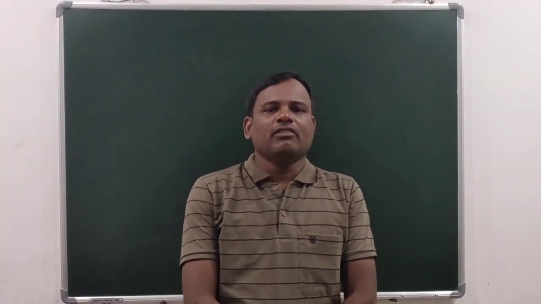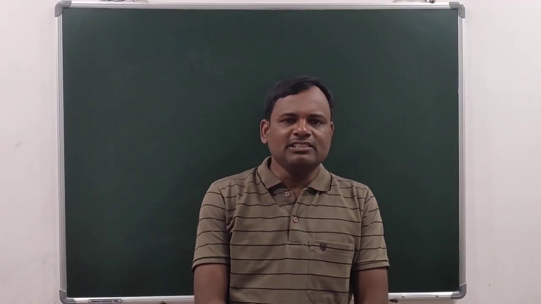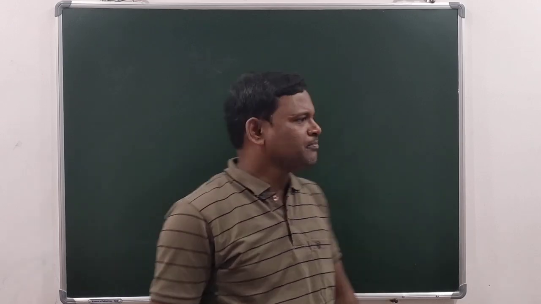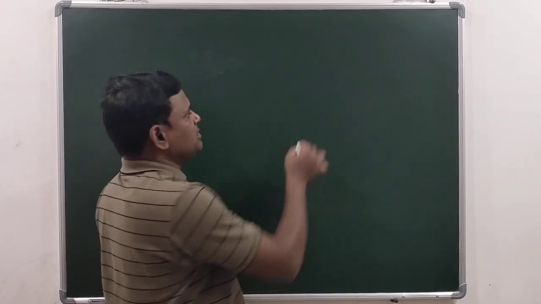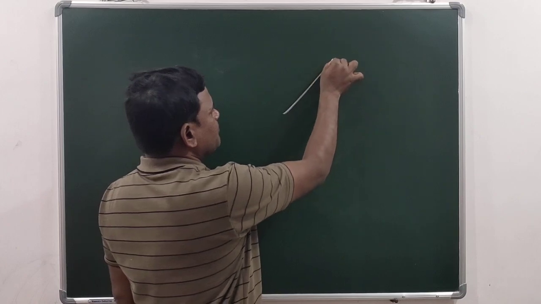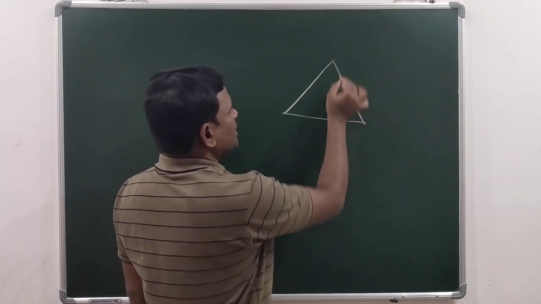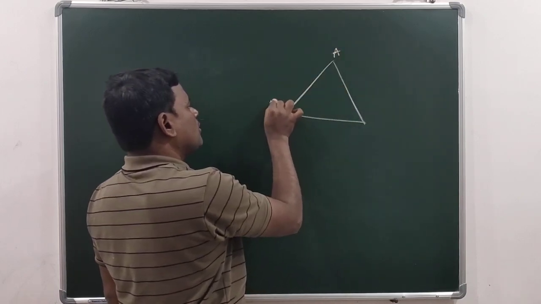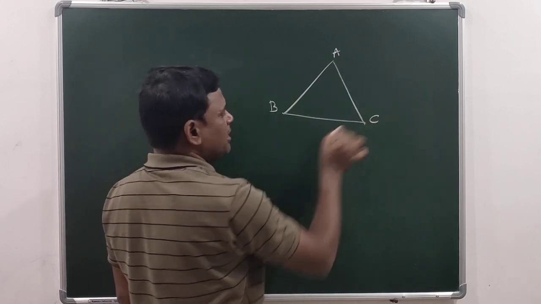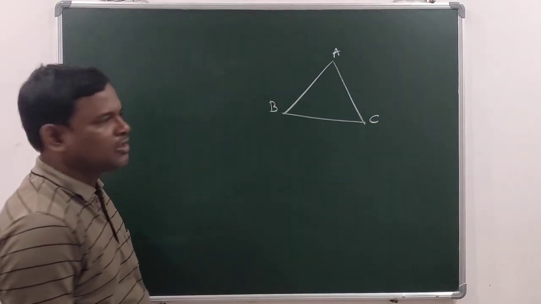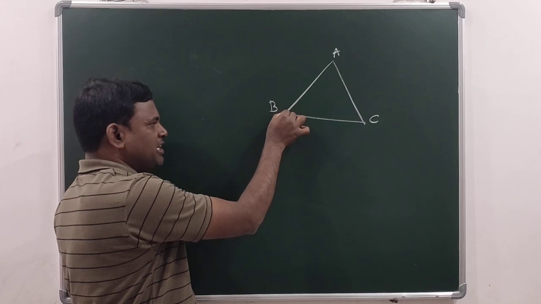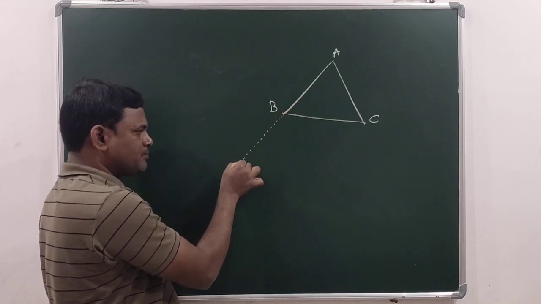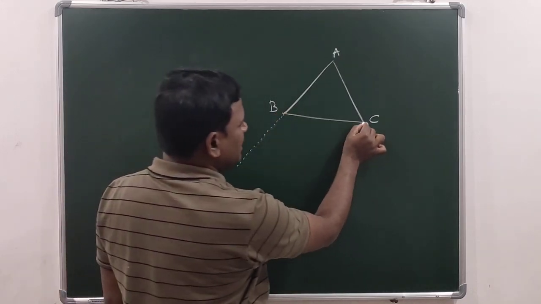In this class, now I am going to explain you X-circles which are connected with a triangle. Now let us consider a triangle. Let us name this triangle as ABC. Now extend AB side and extend AC side.